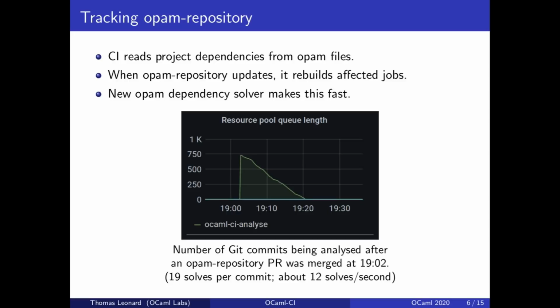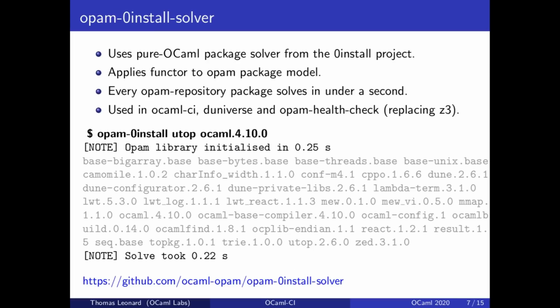And the way we managed to do that so quickly is by using a new dependency solver. So what we did was we took the package dependency solver from the Zero Install project, which is actually nicely functorized and doesn't depend on the rest of Zero Install at all, and we applied that functor to the OPam package module. And we found that this solver is able to find solutions much more quickly than the standard OPam solvers. In fact, when we tested it on every single package in the OPam repository, not a single one of them took more than a second to produce the solution.